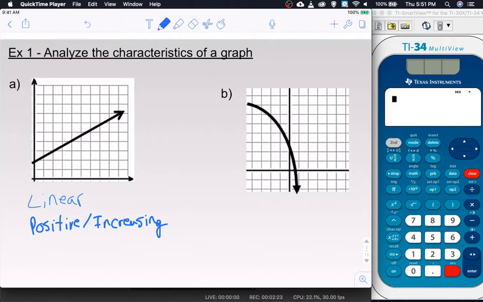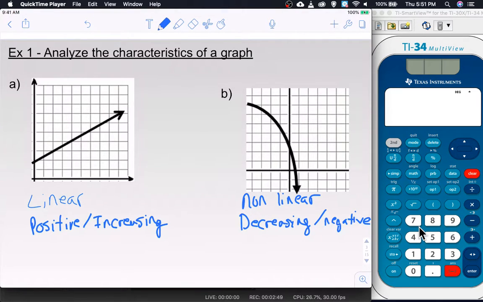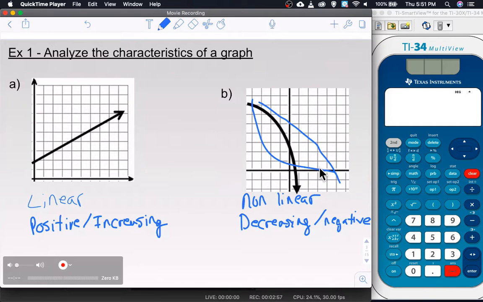Okay, letter B. I can see that this one is nonlinear. I can see that it is decreasing, or it has a negative slope. But I'm going to say decreasing for now. So it's nonlinear, it's decreasing, but it's more than just nonlinear and decreasing, because just saying nonlinear decreasing could have a couple different meanings. It could look like this. It could be kind of like that. That one's kind of more linear. So how is it decreasing?